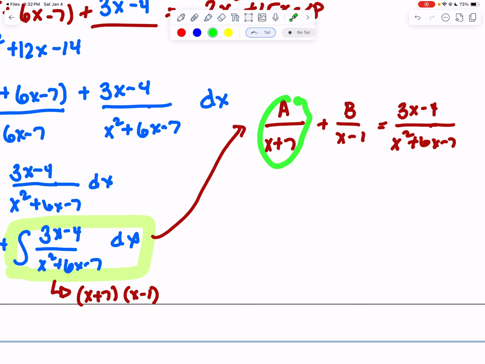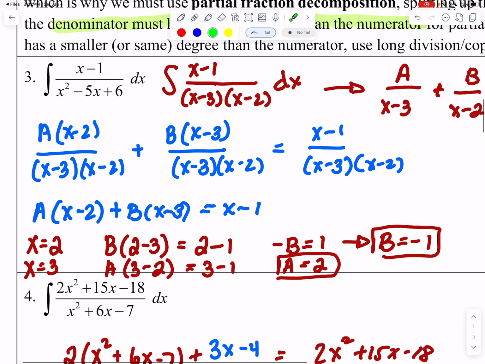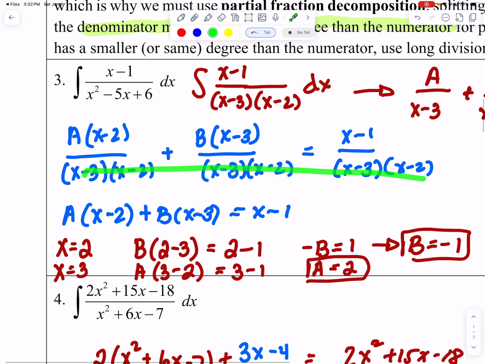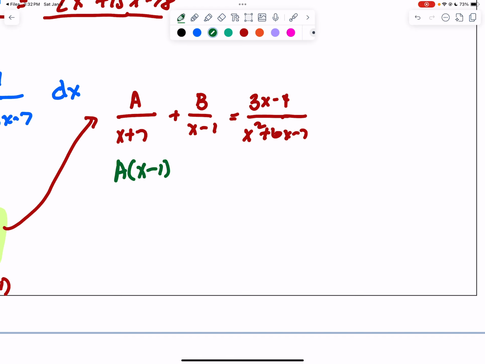Here, I need an x minus 1. Here, I need an x plus 7. And then just like how we did in number 3 here, the denominators will cancel out and go away. So I'm just going to shorthand this so that I have a times (x minus 1) for my LCD plus b times (x plus 7) from my LCD is equal to 3x minus 4.